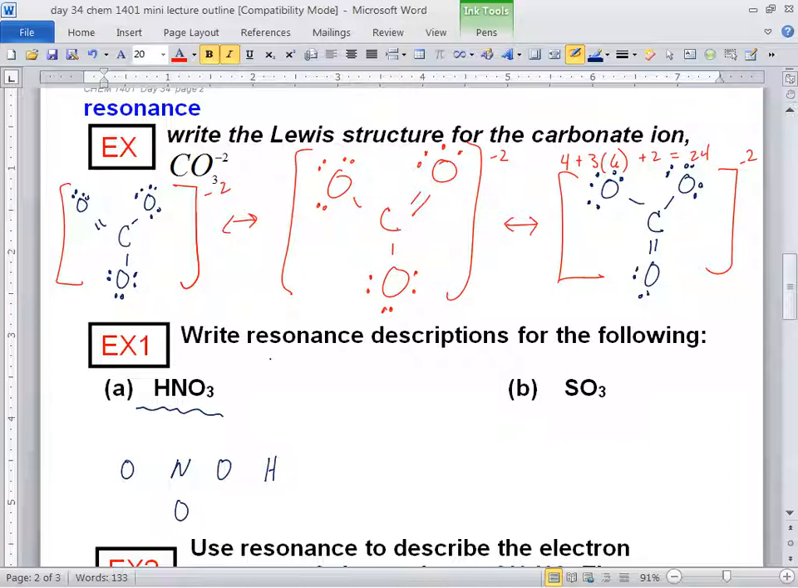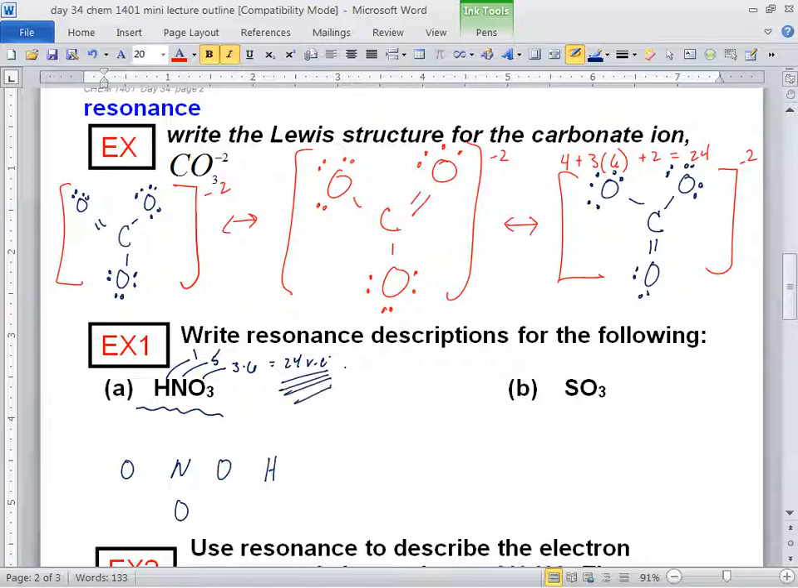Hydrogen has, nitrogen has, oxygen has. Oxygen has 6. Yeah, so that'd be 3 times 6. Nitrogen has 5. H has 1. Yeah, 1. Okay, so 3 times 6 is 18, plus 5 is 23, plus 1, 24 valence electrons.